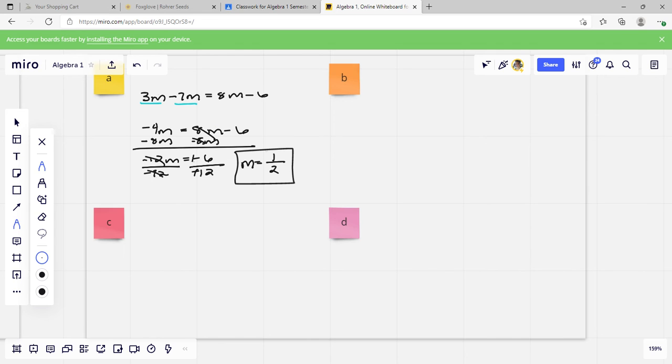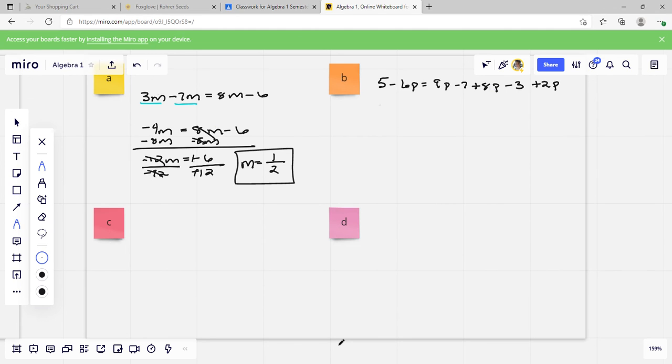Yep, 1/2. Okay, B is 5 minus 6p equals 9p minus 7 plus 8p minus 3 plus 2p. Okay, first step is combine like terms.